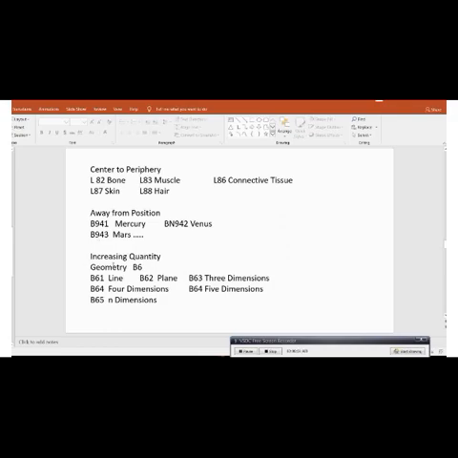Sometimes he used increasing quantity also. So B61 is the line, B62 is the plane, B63 is the 3-dimension, B64 is the 4-dimension, B65 is the 5-dimension, B66 is the n-dimension.